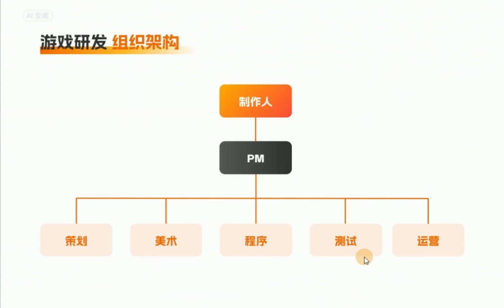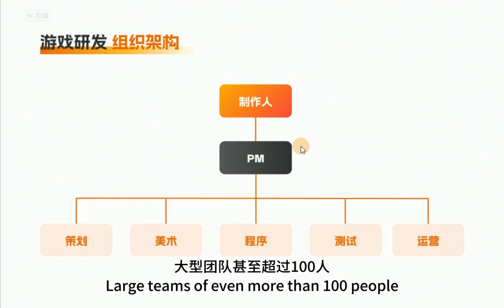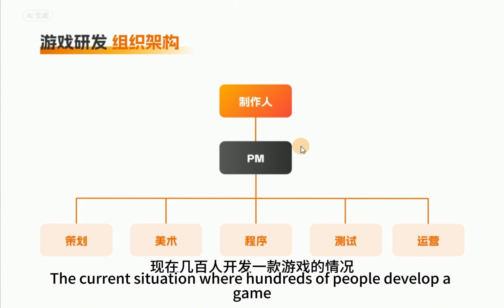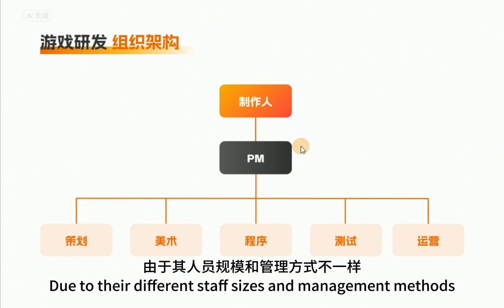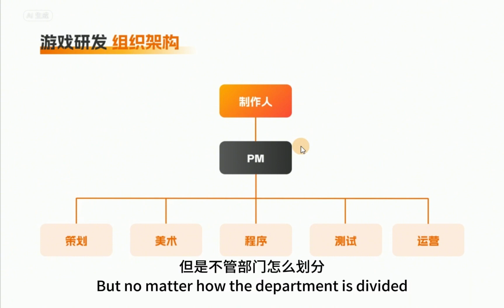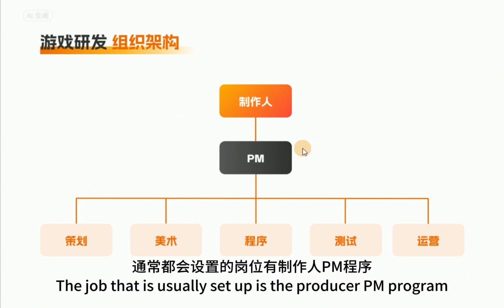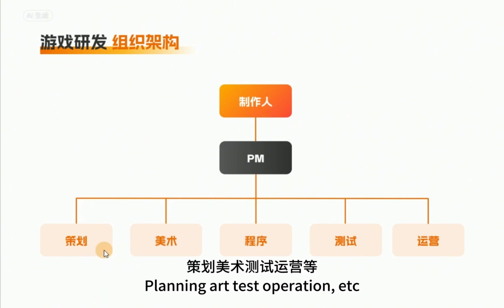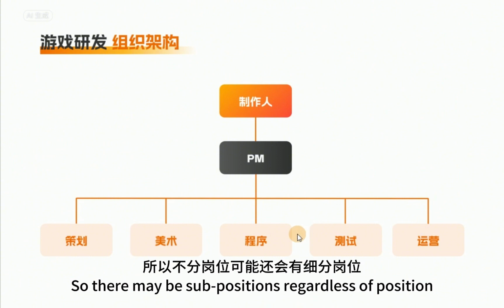Game development companies usually have teams of more than a dozen people, and large teams of even more than 100 people. The situation where hundreds of people develop a game is becoming more and more common. Different companies, due to their different staff sizes and management methods, will have slightly different organizational structures, but no matter how the departments are divided, the management hierarchy looks similar. Overall, the jobs usually set up are producer, PM, program, planning, art, testing, operation, etc. Because some positions require multiple people to be responsible, there may be sub-positions within each position.